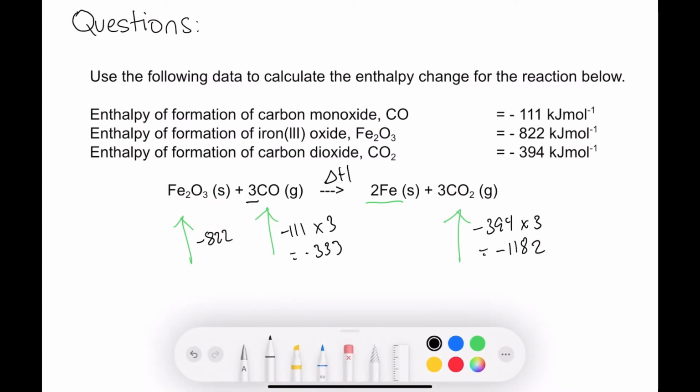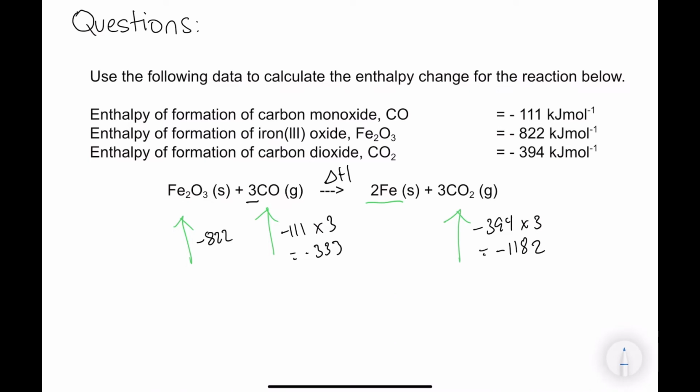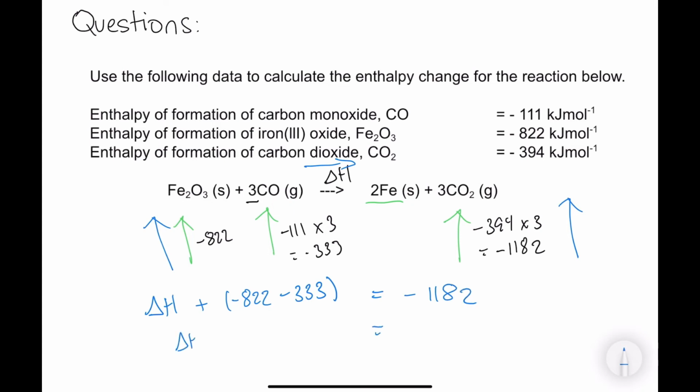So we use Hess's law: the enthalpy of formation for the products this way is the same as the enthalpy of formation of this reaction and of this. So what we can write here as the equation is the reaction enthalpy plus the reactant enthalpies equals negative 1182 minus the other term. So the enthalpy change is negative 27 kilojoules per mole. So that's how we will use Hess's cycle for enthalpy of formation.